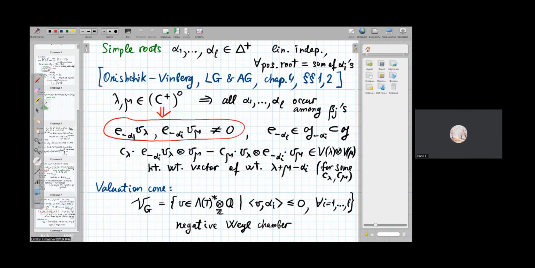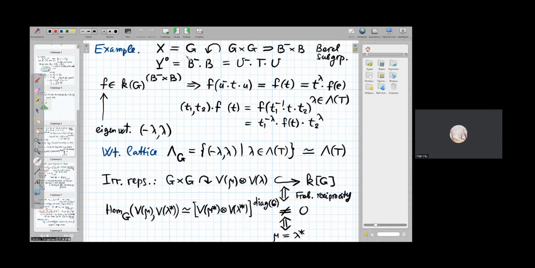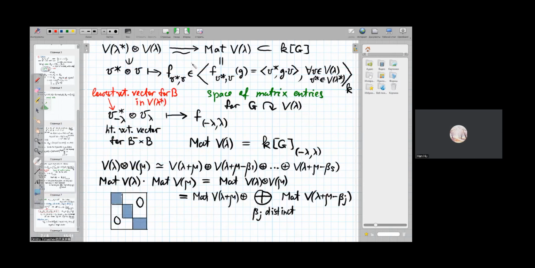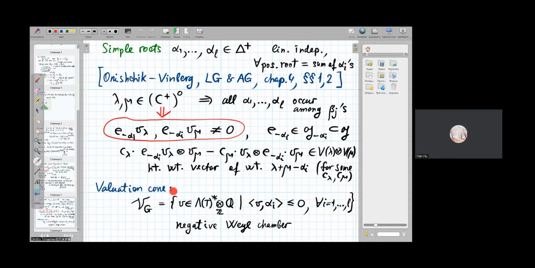Well, we didn't finish the example. We described the weight lattice in this group type symmetric space, which is G cross G modulo the diagonal G. We described the weight lattice and the valuation cone, but we didn't have time to describe colors today. We'll do it at the beginning of the next lecture on Monday. We'll describe colors for this vector space, and this will give us the color data in this particular example.